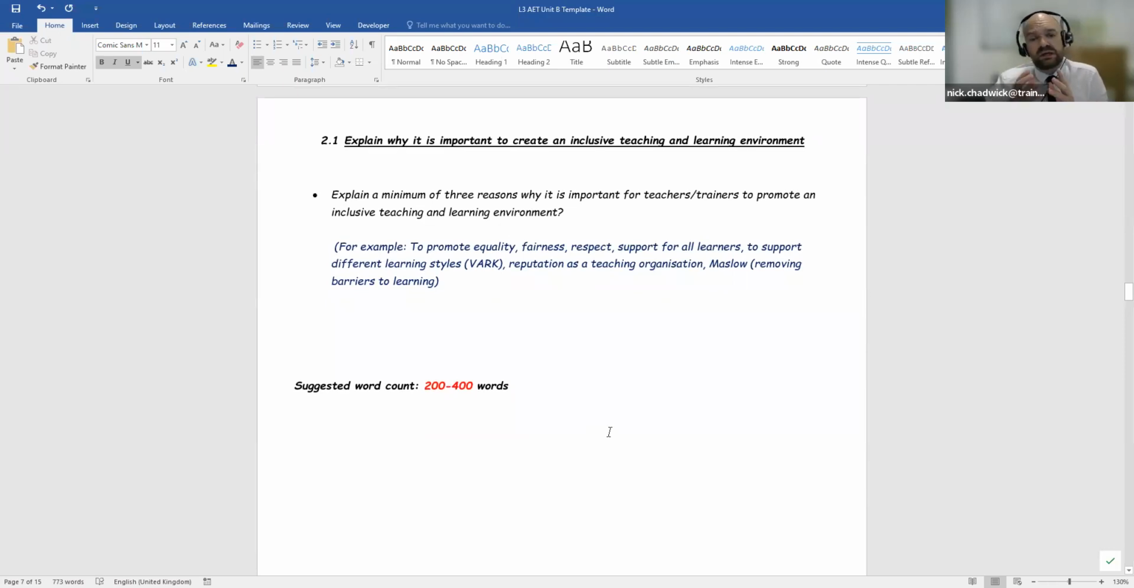Okay, and then we're looking now at 2.1. Explain why it is important to create an inclusive teaching and learning environment. Okay, so this is all about the reasons why it is so important. And to answer this question, we would like you to explain a minimum of 3 reasons why it is important for teachers and trainers to promote an inclusive teaching and learning environment. Okay, and we've just got a range of different reasons here for you to select.